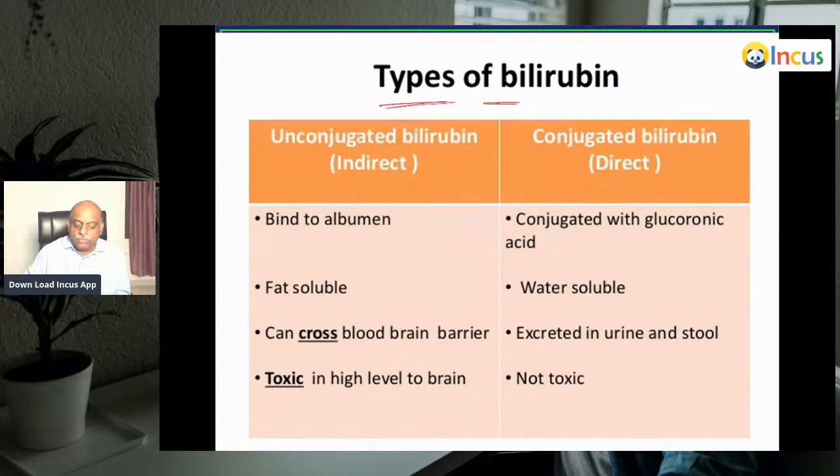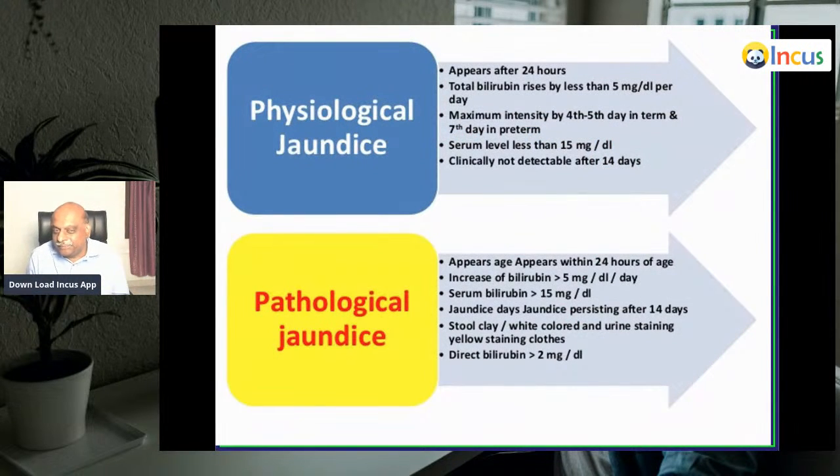Now, doc, the types of bilirubin. Unconjugated is indirect, it binds to albumin. It is fat soluble, it can cross the blood-brain barrier, and it is very toxic to nerves. Whereas conjugated binds with glucuronic acid, is water soluble, and is excreted in the urine and stool. The differences you should know. Once more, physiological jaundice, pathological jaundice, you should know the differences.